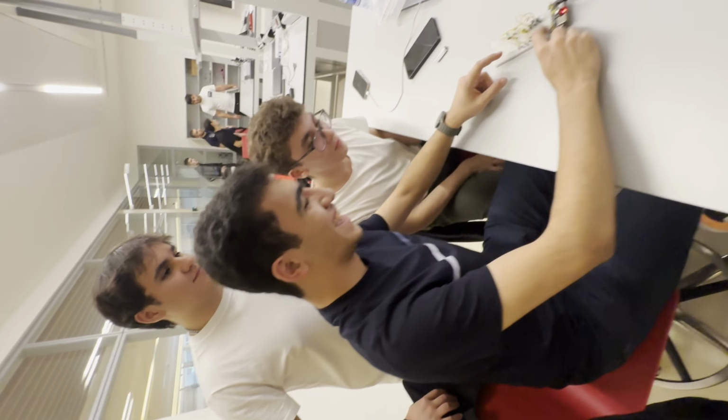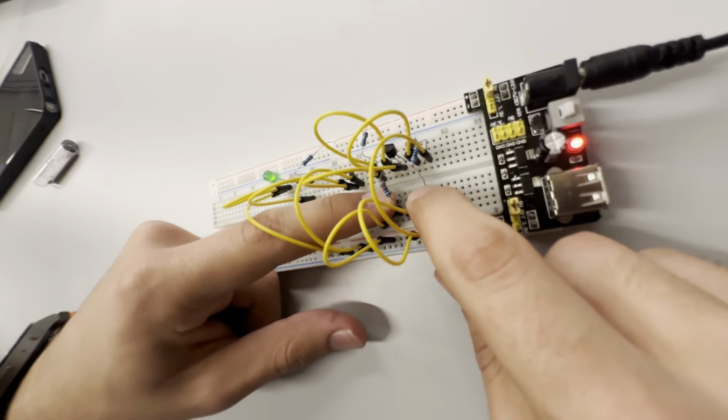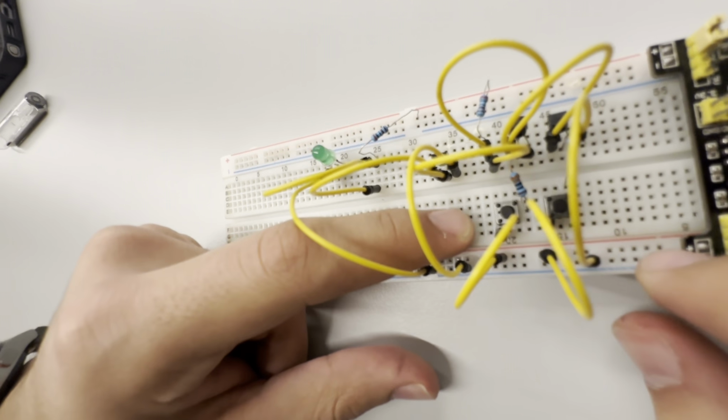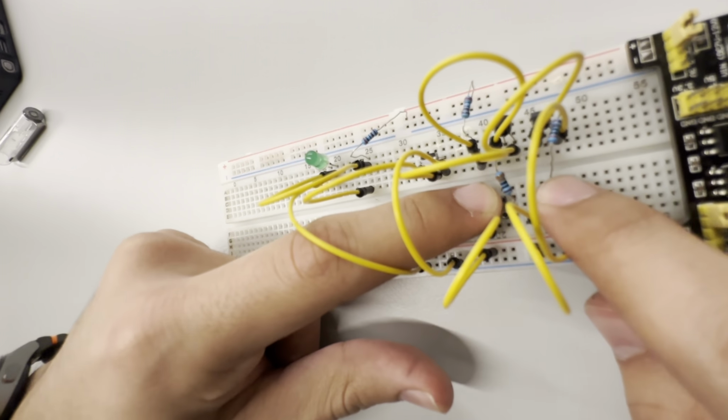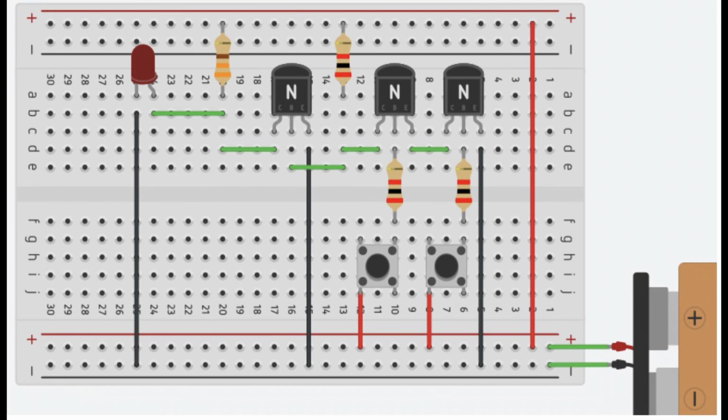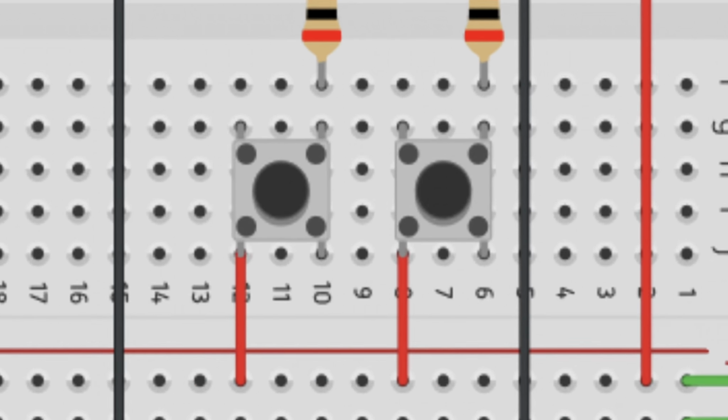Lastly, this is the final result of the AND gate. To understand how the AND gate works, now we will display it. For creating the AND gate, we used 10 jumper wires, 1 LED, 4 resistors, 3 transistors, and 2 push buttons.